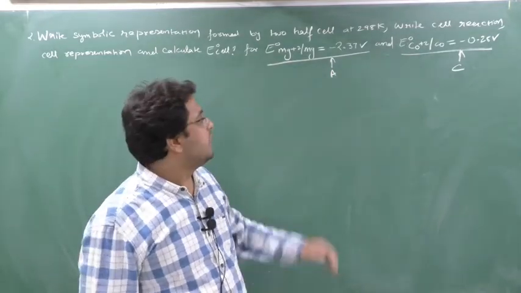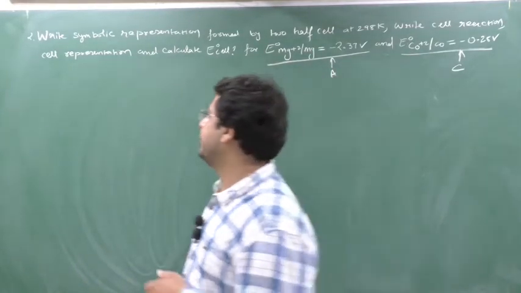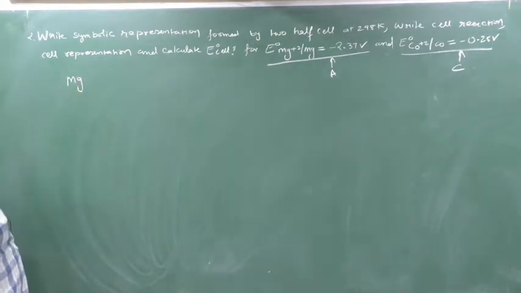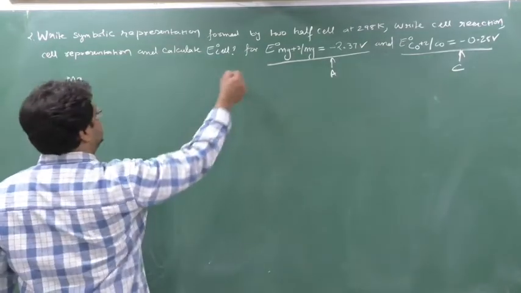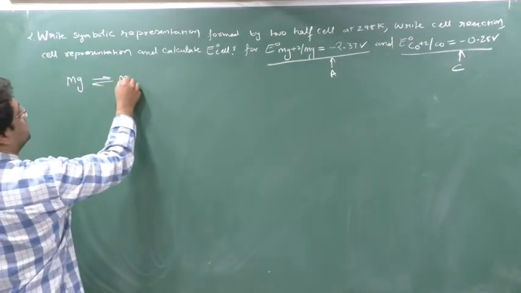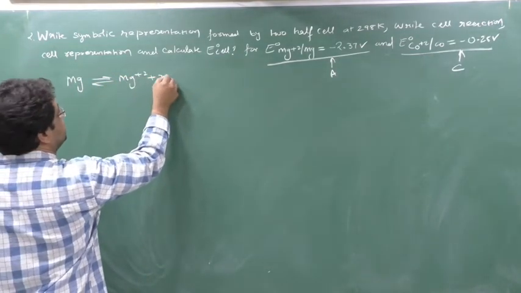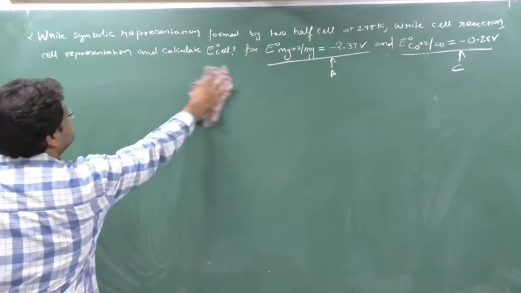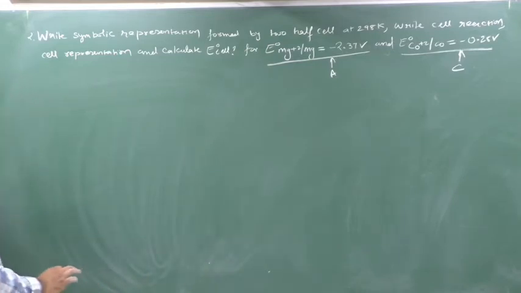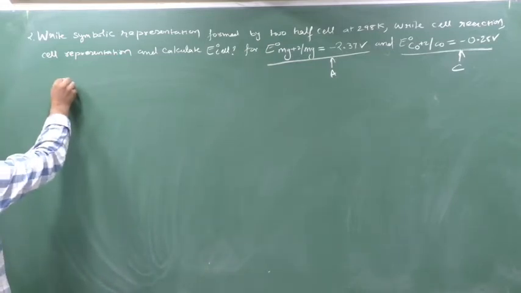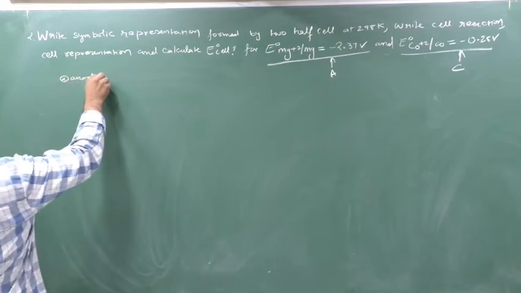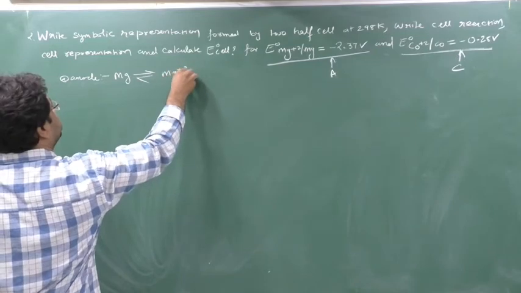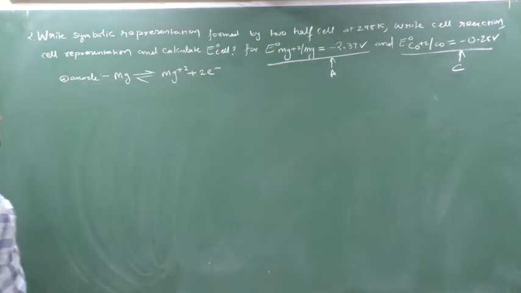Now we write down the reaction. At anode what will occur? At anode loss of electron will occur. So this is magnesium. It will lose 2 electrons, as they have shown here. I'll write down at anode, it will look good. If you don't write it, it's okay, but in a theory exam write down at anode: Mg will give Mg plus 2 plus 2 electron.